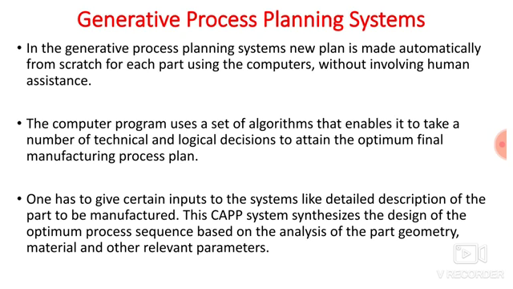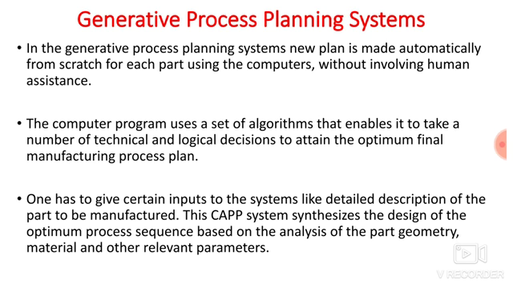Now we will discuss generative type of process planning. In generative process planning, a new plan is made automatically from scratch for each part using computers without involving human assistance. So basically in the retrieval process planning, you have to decide the code for a particular part, and that code you have to enter inside the system. Then you will get a particular process plan for that part.